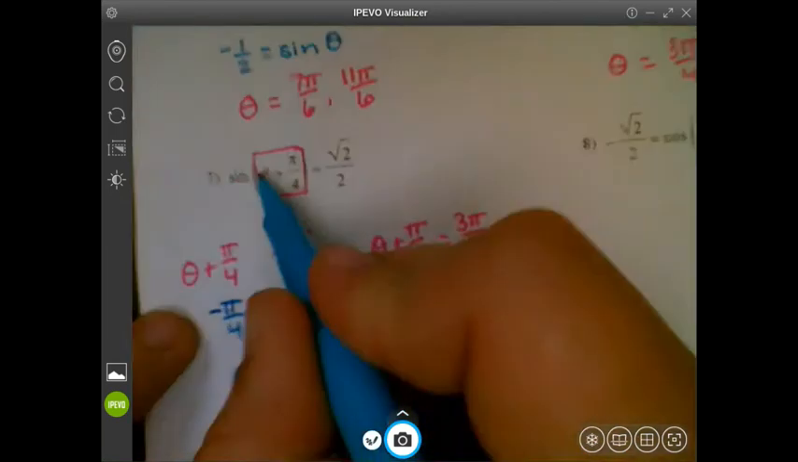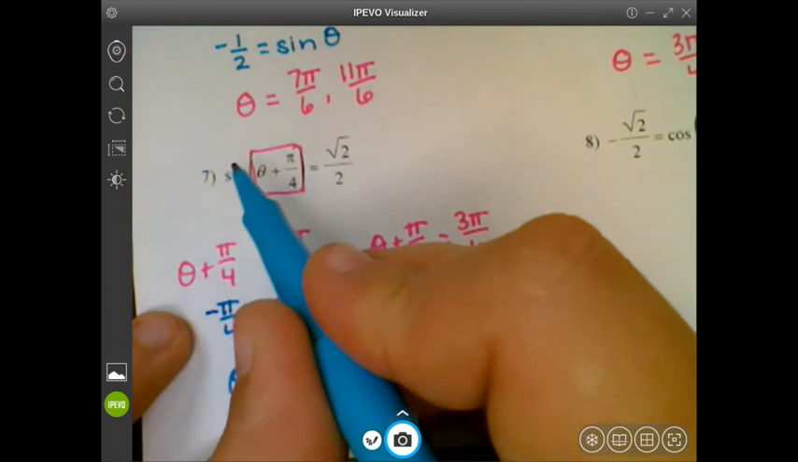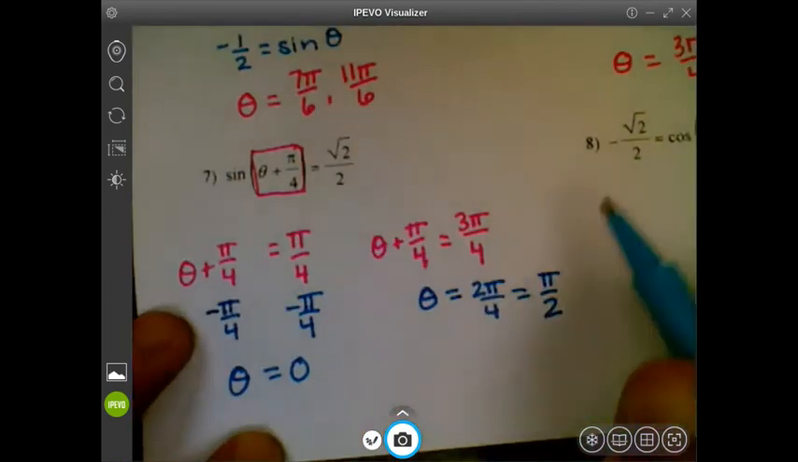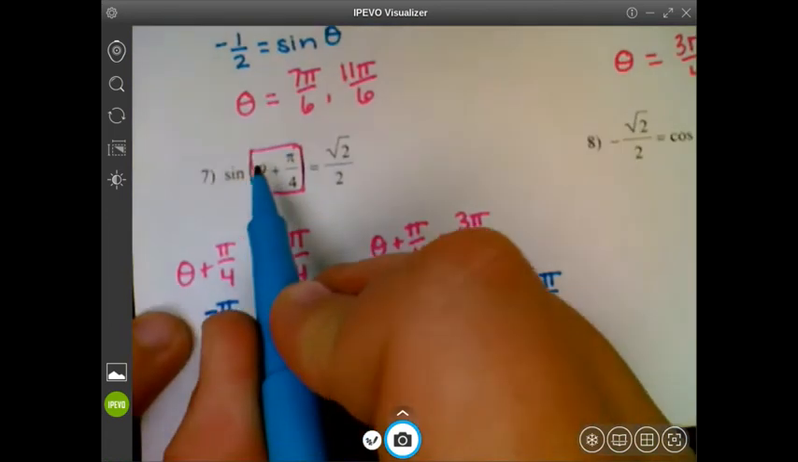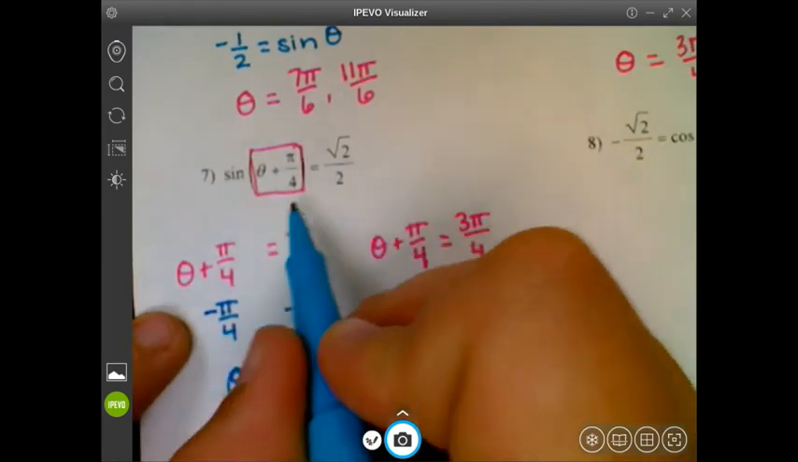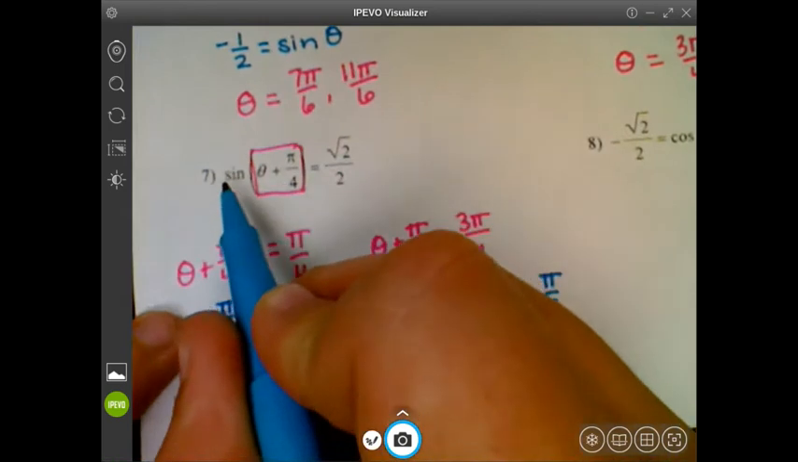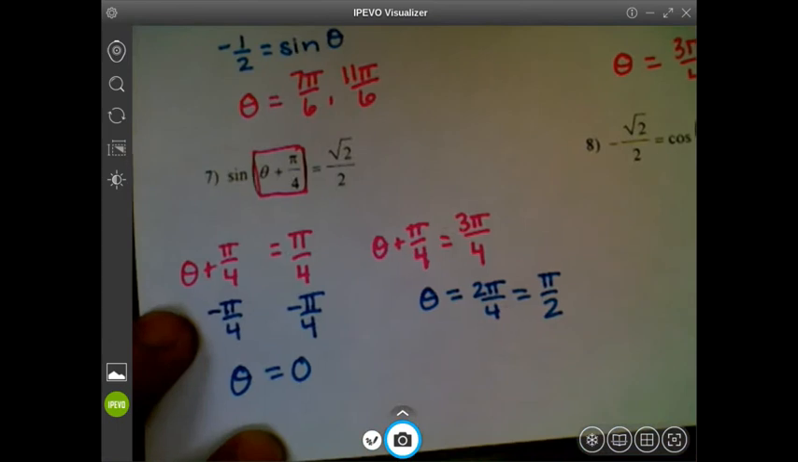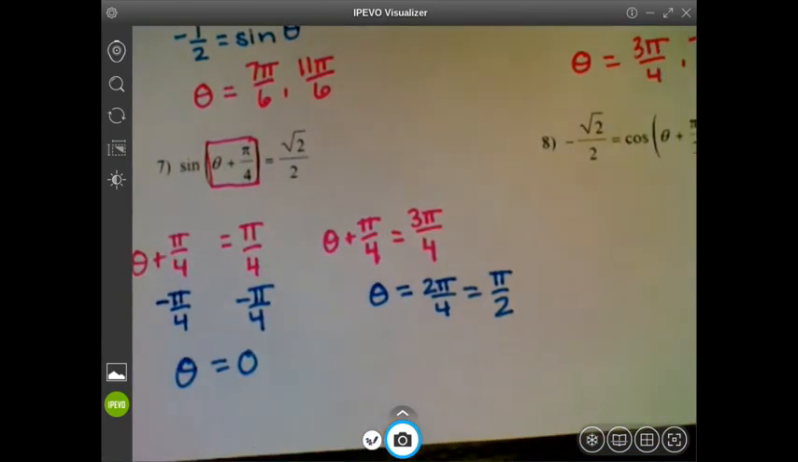So for example, if I plug in 0, 0 plus pi over 4 is pi over 4. The sine of pi over 4 is square root of 2 over 2. Same thing on this side. If you plug in pi over 2 for that angle, pi over 2 plus pi over 4 is 3 pi over 4, right? It's a half plus a fourth, which gives you 3/4. And the sine of 3 pi over 4 is square root of 2 over 2. So when there's this extra step in there, it makes it just a little bit more complicated.